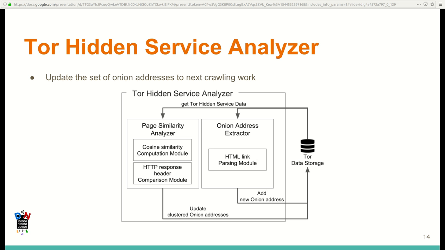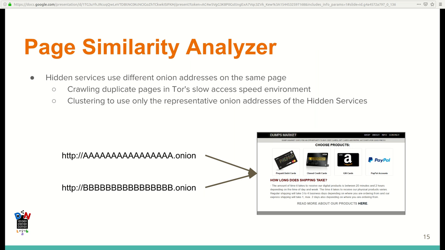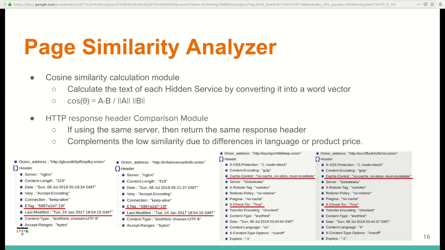The following is the structure of the Tor Hidden Service Analyzer. This module consists of a page similarity analyzer and an onion address extractor. It updates the onion address set for the next crawling. A hidden service can use more than one onion address. With Tor's slow access speed, duplicate page collection is a big waste. The page similarity analyzer clusters duplicated hidden services to collect only representative onion addresses.